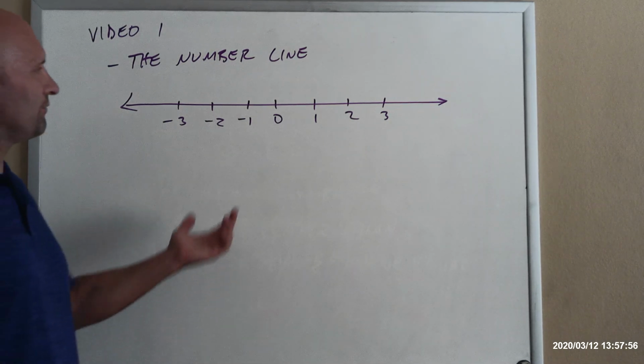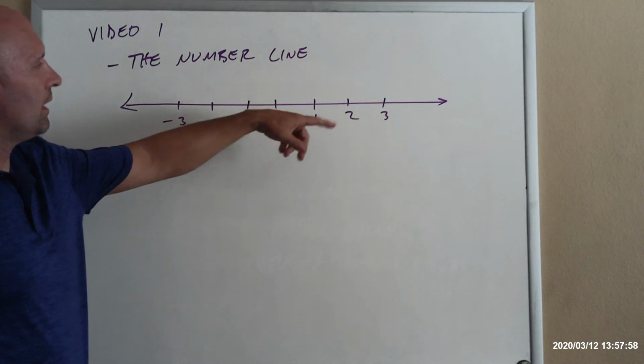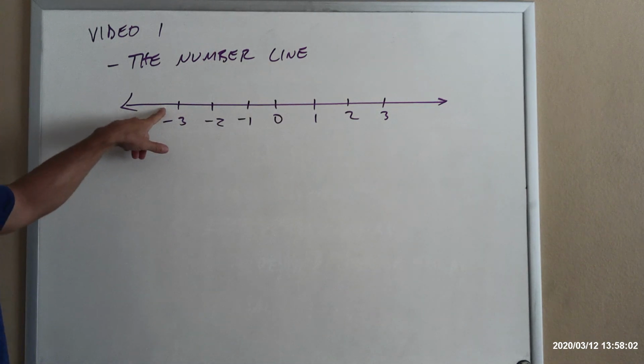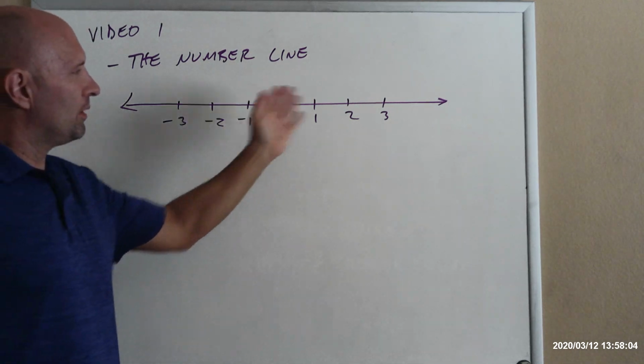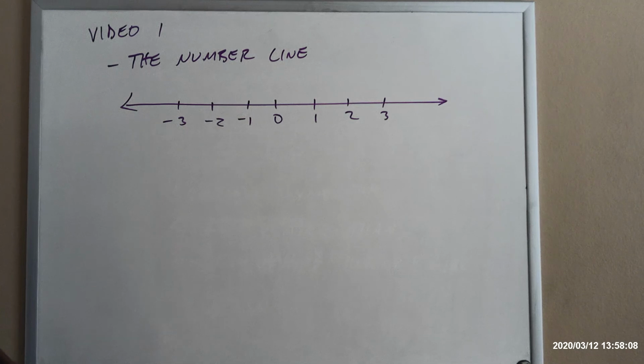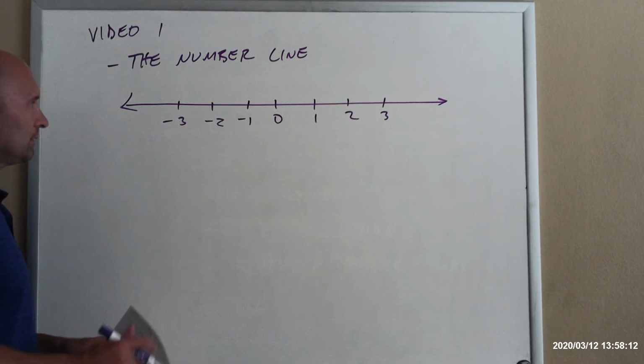Of course, we could have values in between, like 1.5, 1/4, negative 3.5, etc. But we just put these labels of the integers, as we're going to learn they're called in a little bit, on this line if we're just drawing the basic line.